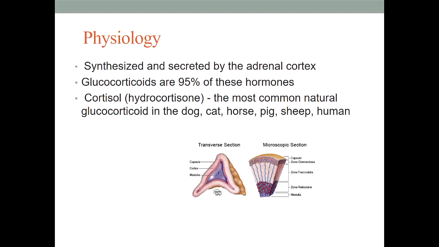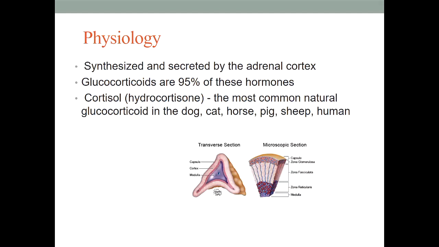So glucocorticoids actually are a significant amount of the hormones that are produced in the adrenal cortex. And that's kind of interesting too, because we can look at adrenal size to estimate diseases of the adrenal gland. So for instance, if you have hyperadrenocorticism or Cushing's disease, your adrenal glands will actually get bigger, versus if you have hypoadrenocorticism or Addison's disease, your adrenal glands actually get smaller.